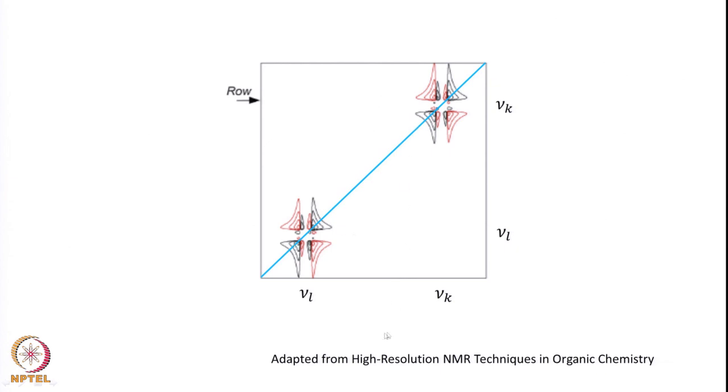Now this spectrum has been taken from one of the books, NMR Techniques in Organic Chemistry, and particular things have been dropped. This will come in the next class when we actually discuss the cross peaks as well, and those peaks are also present here at this point. Those will be the cross peaks. So I think we have discussed the diagonal peak here, and in the next class we will look at the cross peaks, how they appear.